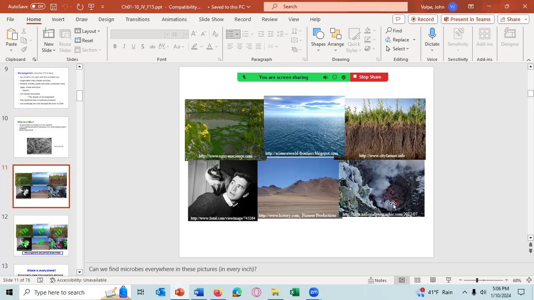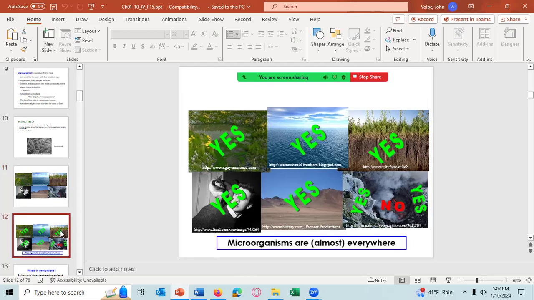You'd find microbes everywhere except for one spot in this picture. And that right there is a volcanic vent with magma or lava. And you would not find microbes right here. This temperature would be too hot for any microbe to survive. Any question about any of that? So where you can find them everywhere except for right there. Microbes are almost everywhere on the planet Earth, and we call them ubiquitous.